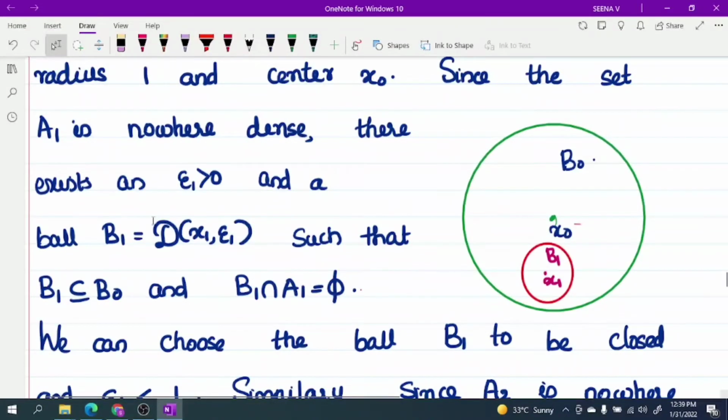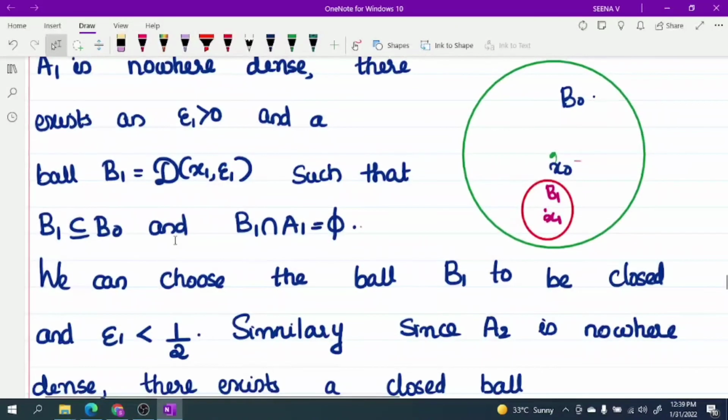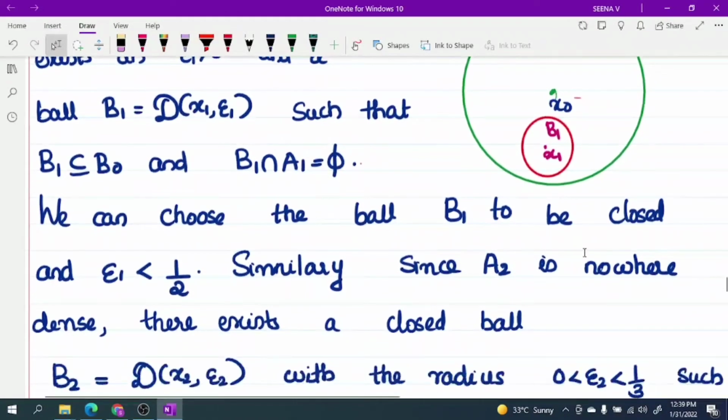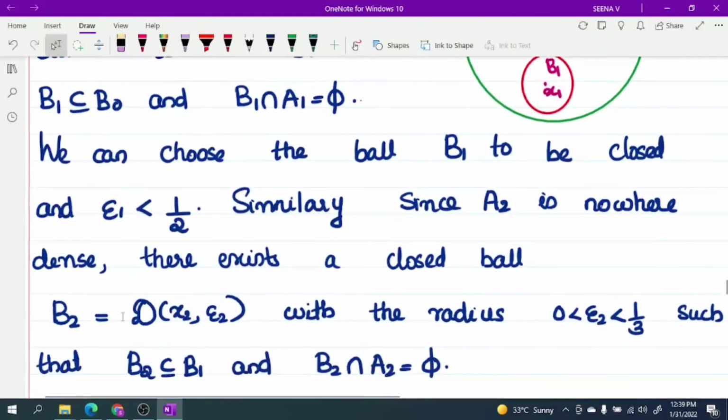So we can choose B1 to be closed, and epsilon 1 must be less than 1 by 2. Now, since A2 is nowhere dense, there exists a closed ball B2 equal to B(x2, epsilon 2) with radius 0 less than epsilon 2, which is less than 1 by 3.